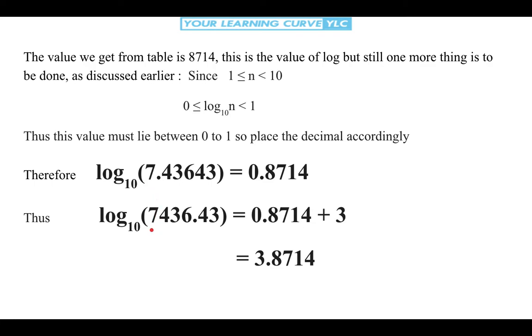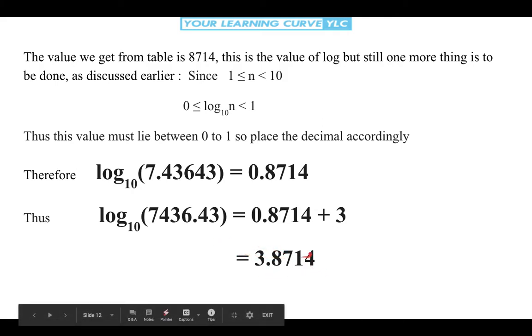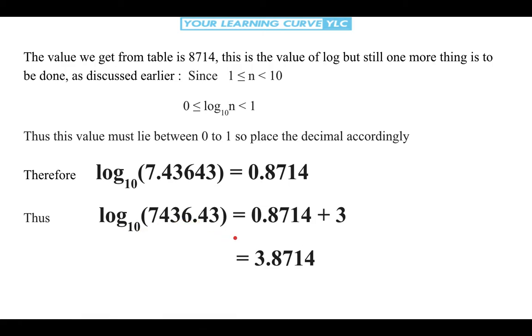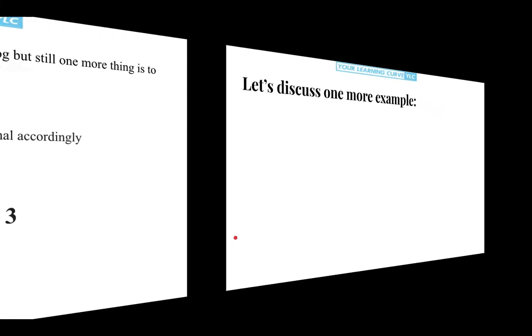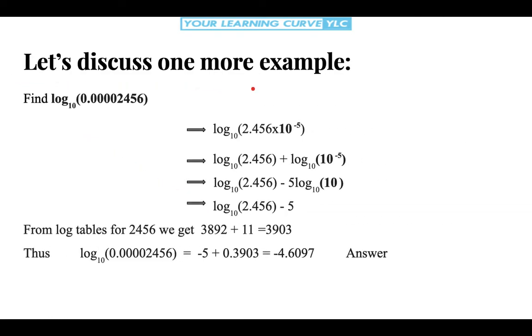Now, our actual number was 7436.43. For the value of log of 7436.43 to the base 10, we need to add the characteristic. This is the corresponding power of 10 to be multiplied by this number to get 7436.43. So after adding 3, we get 3.8714. This 3.8714 is the value of log 7436.43 to the base 10. Let's discuss one more example.